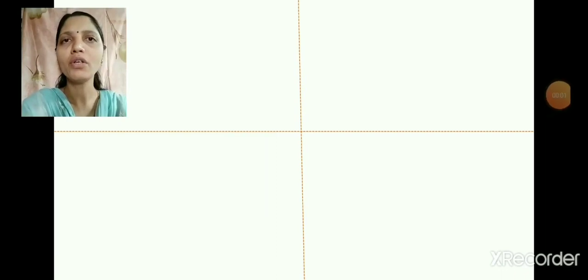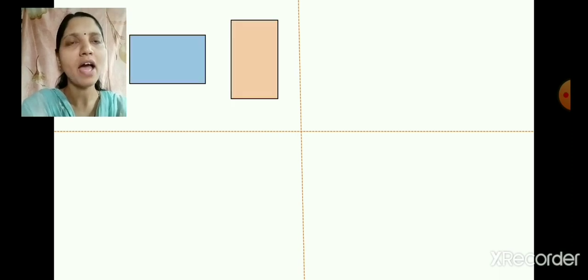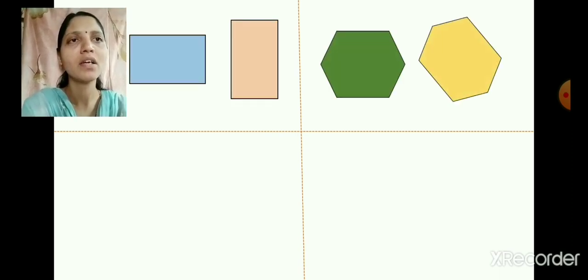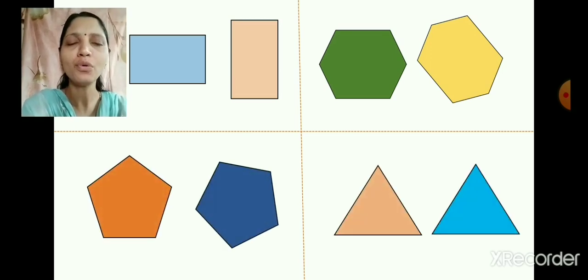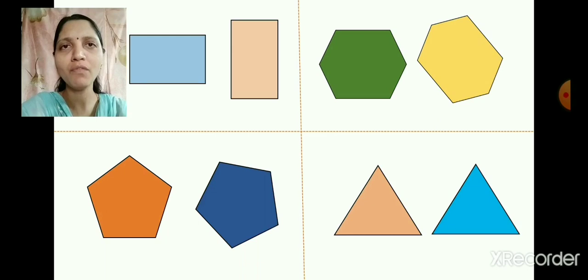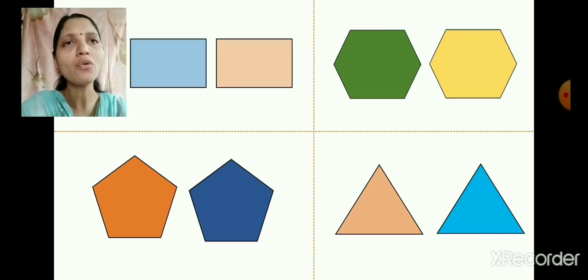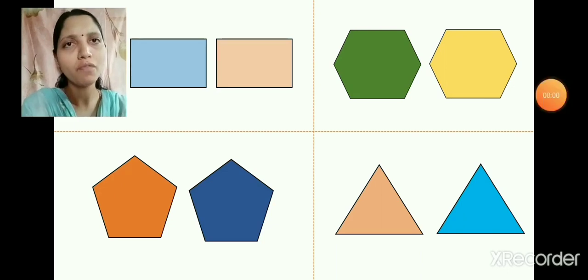Before moving on to the congruence of triangles, I want you all to see some figures. Here I have drawn two rectangles, two hexagons, two pentagons and two triangles. Can you tell me which figures are congruent here? Now, how to find whether the figures are congruent or not? For that, you have to do some activity.